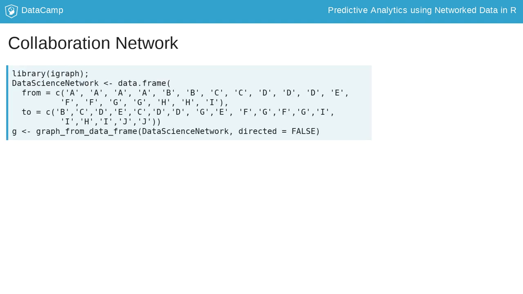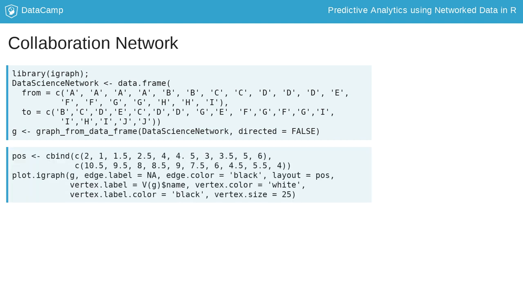The data frame data_science_network is an edge list, where each row represents an edge in the network. Then you create a network using the igraph function, graph_from_data_frame. To plot a network, use the plot function. The other arguments are for customizing how the network looks, such as the label and color of edges and nodes, and the position of the nodes using the pos object. Note that a node is called a vertex in the package.